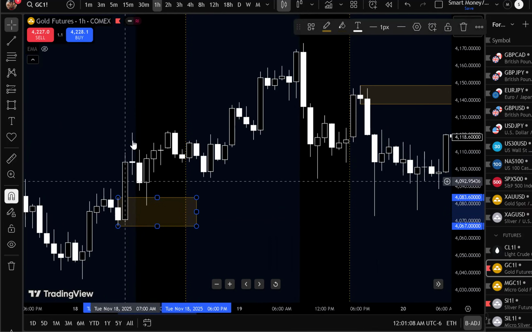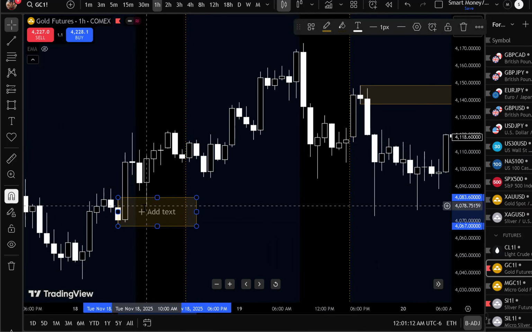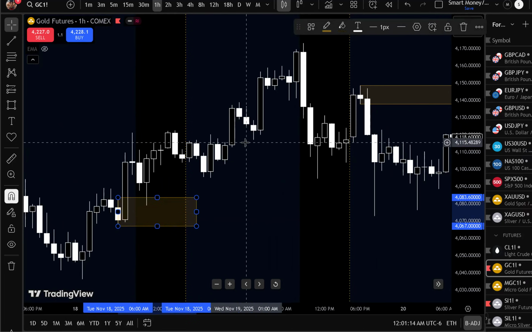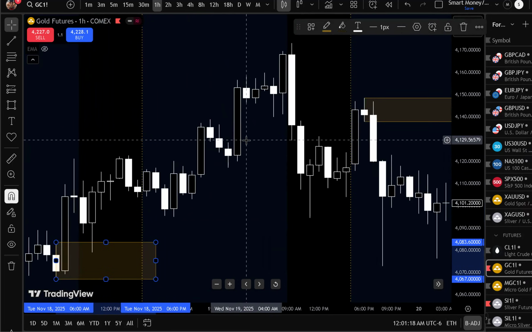Price came down. It went up, broke this structure right here, came down, that's your entry. Boom. Look again right here. This one here only came to the fair value gap. Now let's look at fair value.